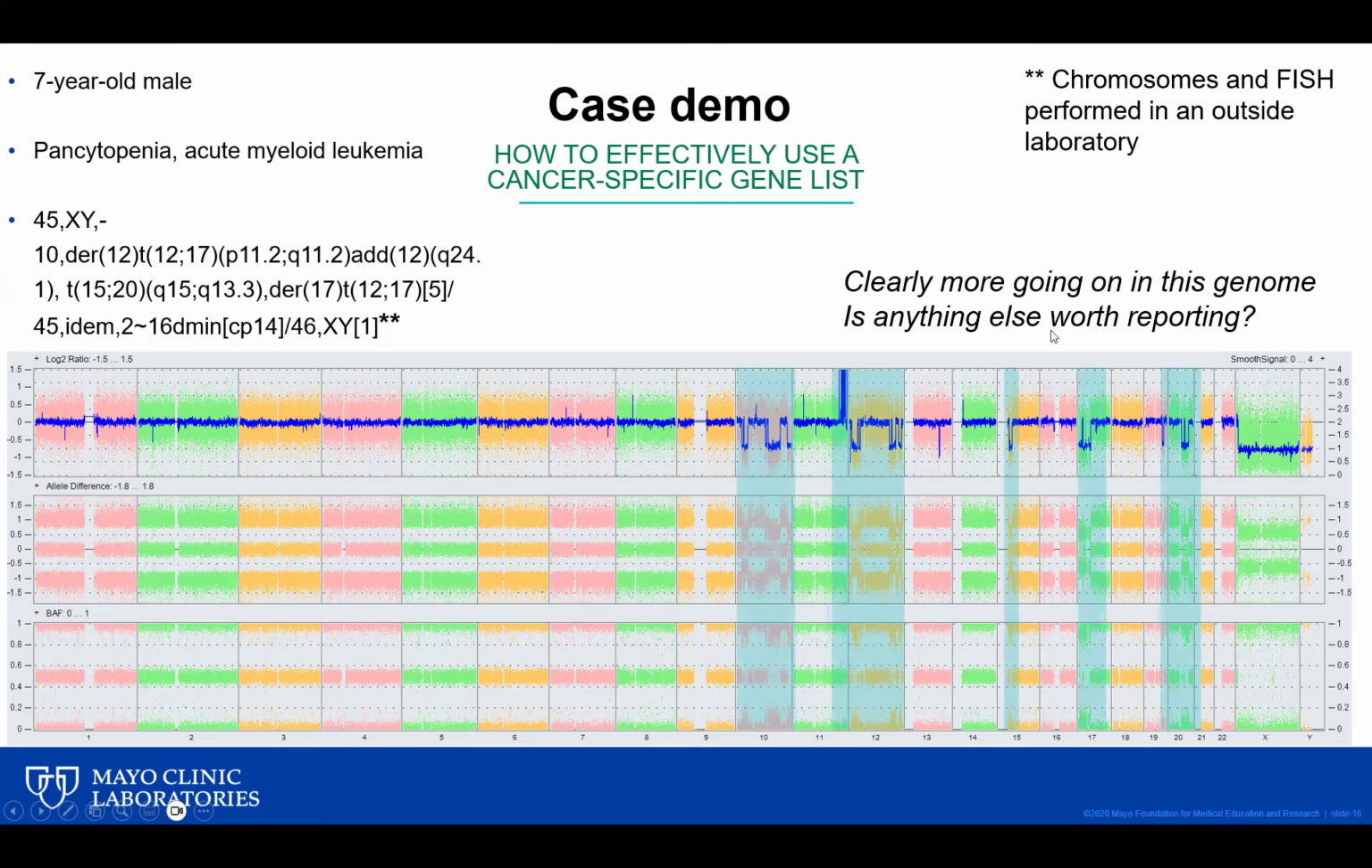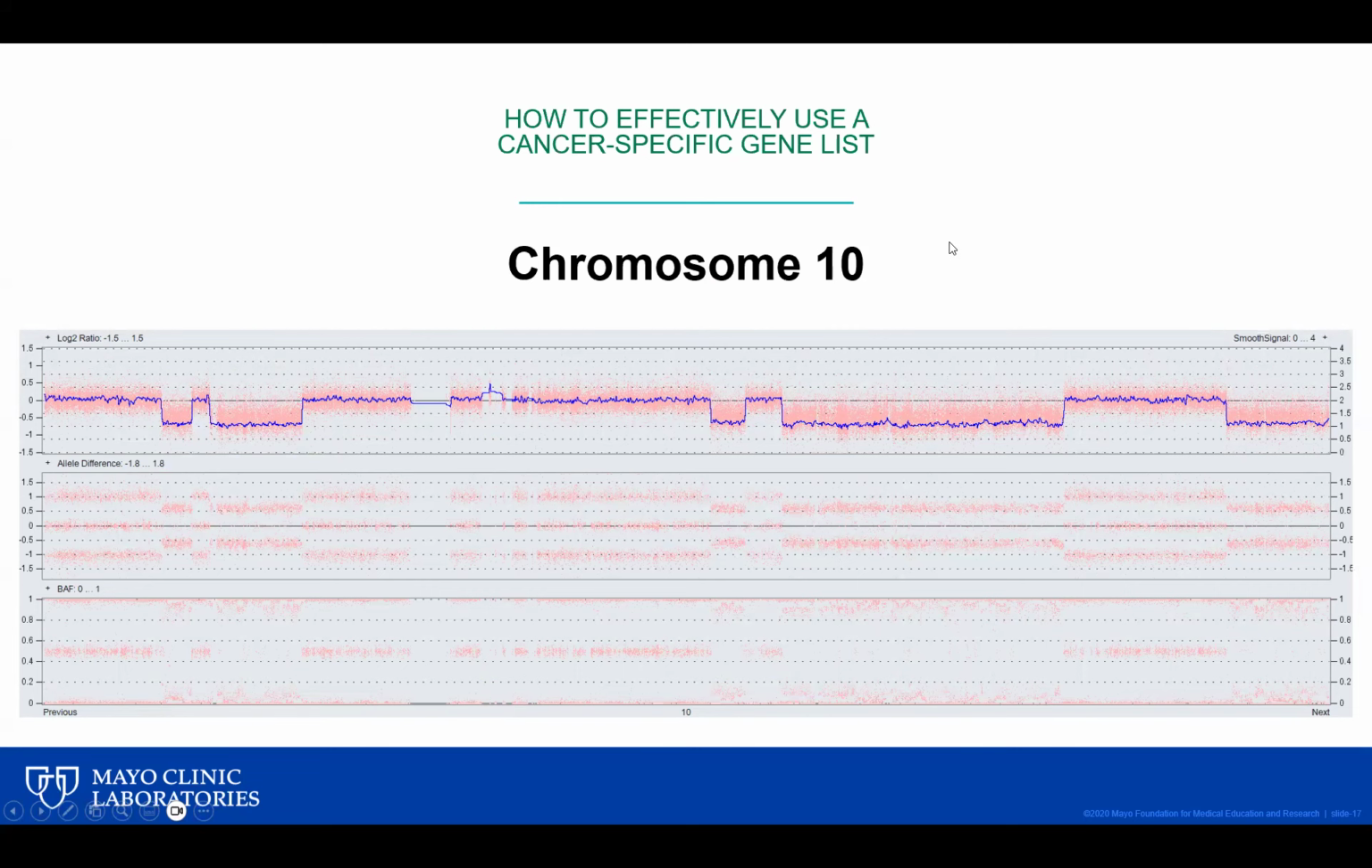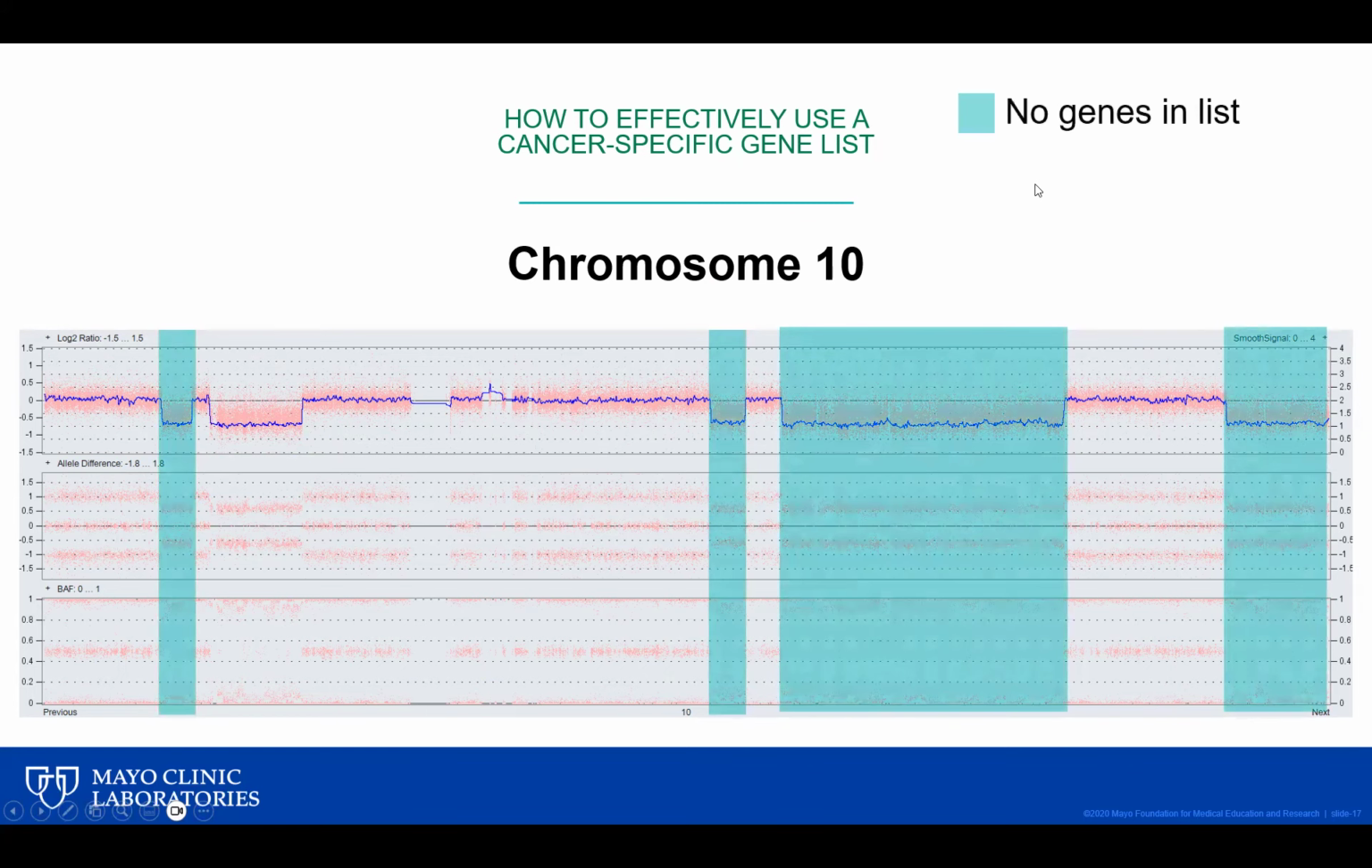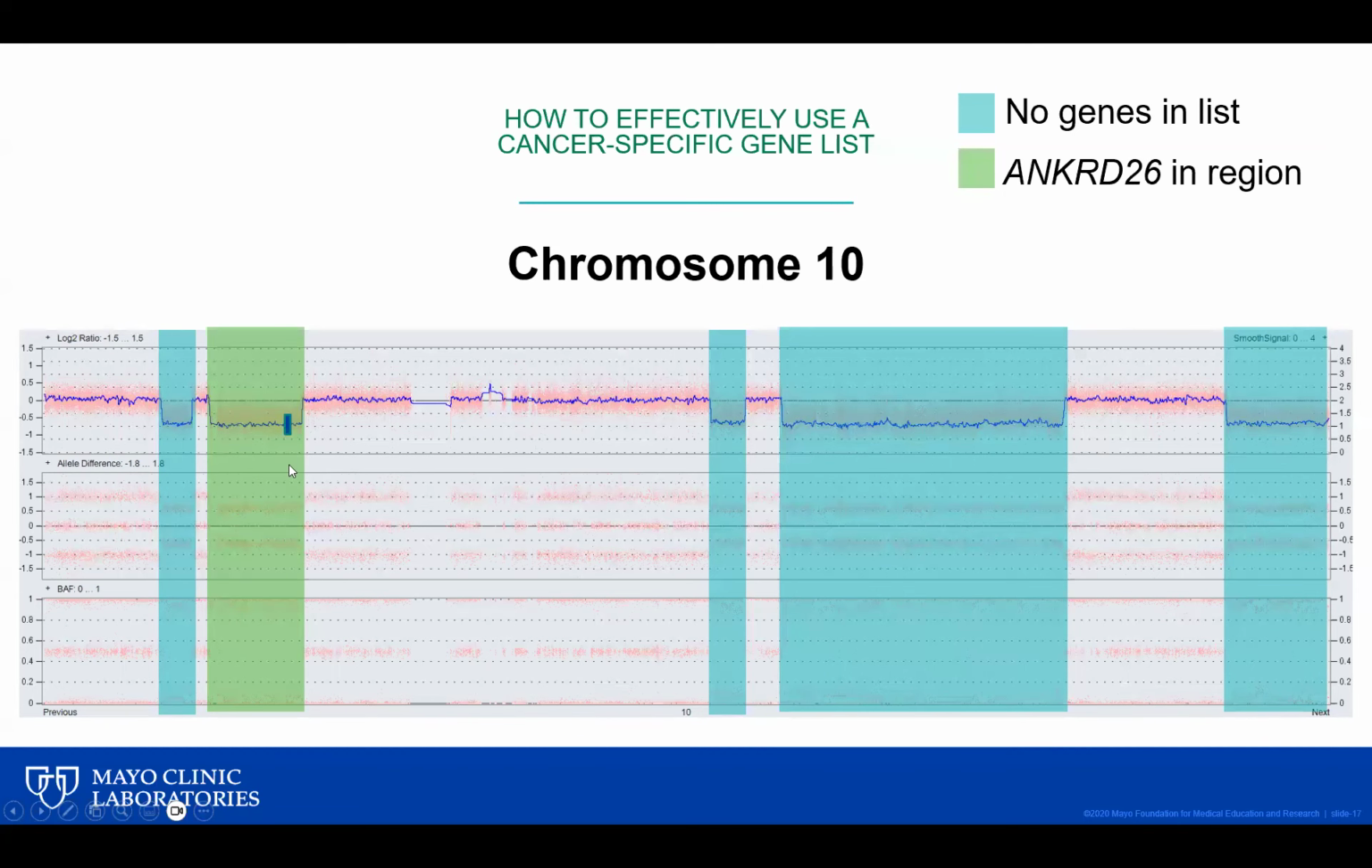So I'm just going to go chromosome by chromosome. What we saw, what we highlighted thanks to the gene list, and what we decided to include in the report. So on chromosome 10, we have a number of different deletions. Most of these had no genes in the gene list. However, this deletion has a gene that is included in the gene list, ANKRD26, in the region.